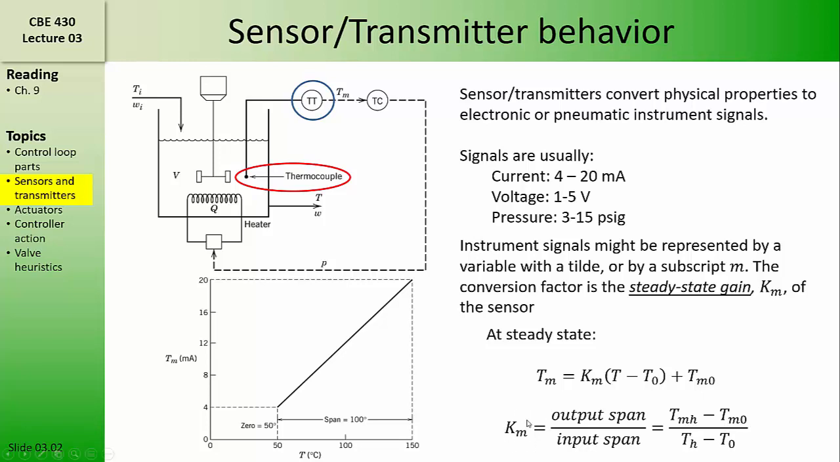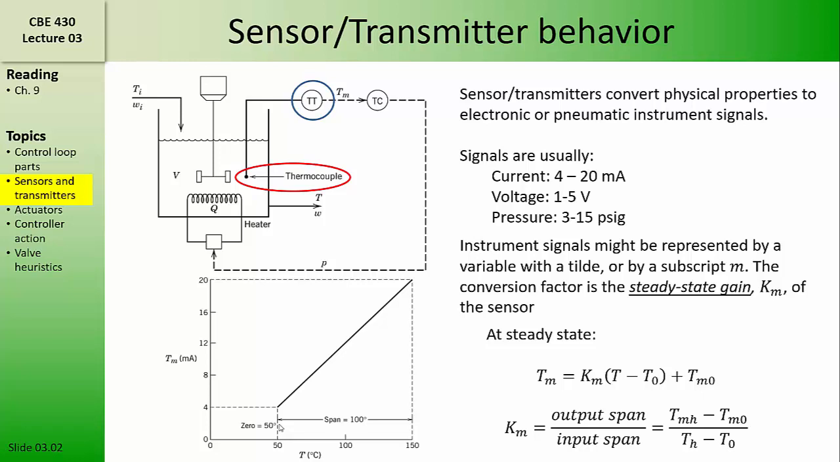This instrument gain then is the ratio of the output span to the input span, where the output is the instrument signal T_m and the input is the actual temperature that we would measure on a temperature scale, like degrees Celsius. Graphically, the steady state gain of the sensor transmitter is given by the slope of the line shown here, which relates the actual process variable T to the instrument signal T sub m. In this example, the input span is 100 degrees Celsius, and the lowest possible measurement is 50 degrees Celsius.